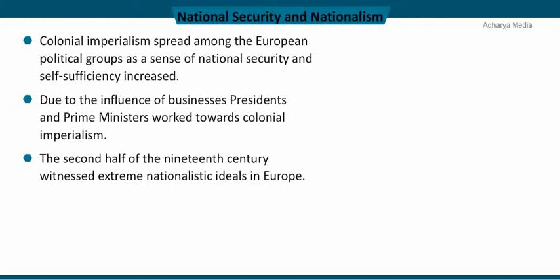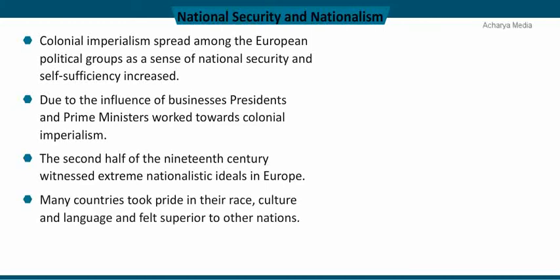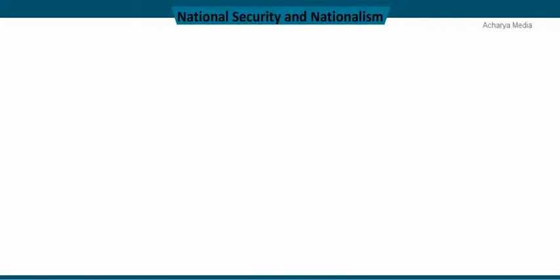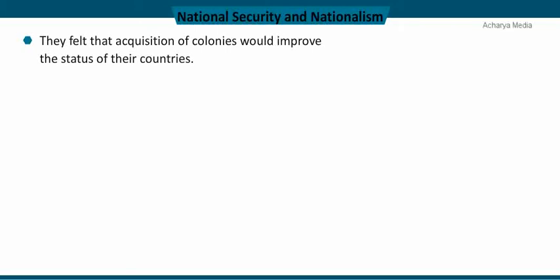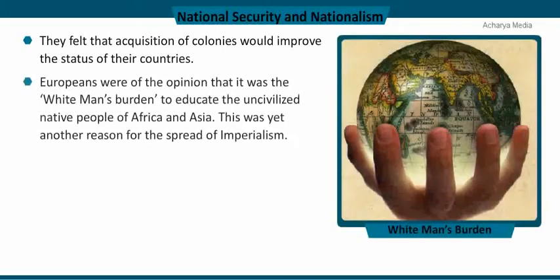Germany and Italy were unified. Many countries took pride in their race, culture, and language and felt superior to other nations. They felt that acquisition of colonies would improve the status of their countries. Europeans were of the opinion that it was the white man's burden to educate the uncivilized native people of Africa and Asia. This was yet another reason for the spread of imperialism.